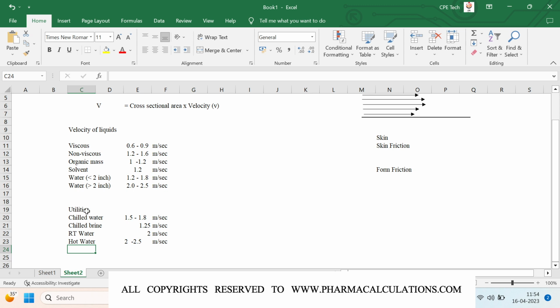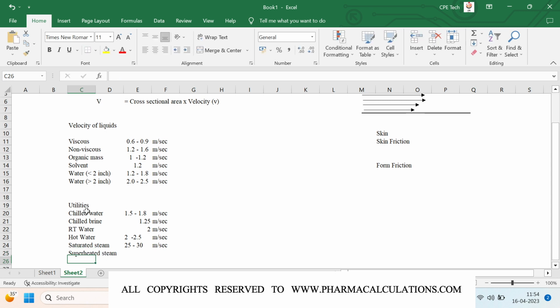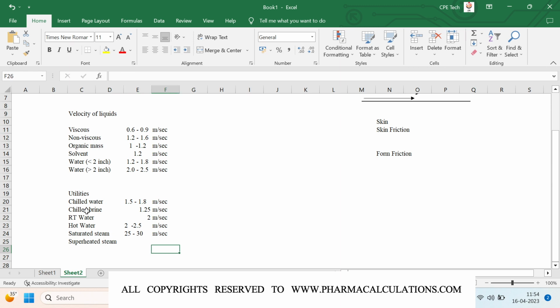And if it's saturated steam, it is going to vary between 25 to 30 meter per second. And if it's superheated steam, then the velocity is going to vary between 50 to 80 meter per second.